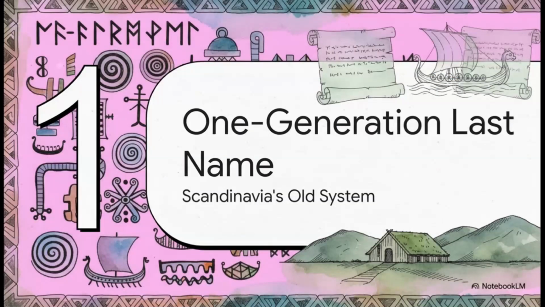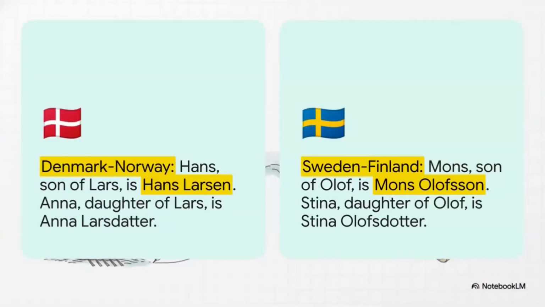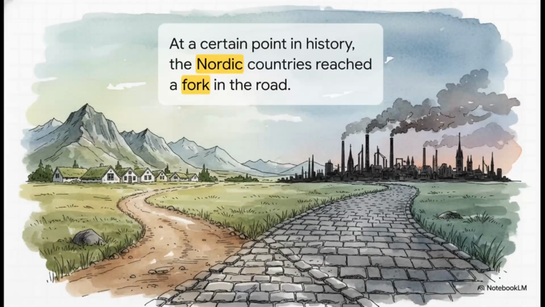It's actually like a living piece of history. It's a perfect window into how everyone in that whole Nordic region used to name their kids. You see the exact same logic at play. Larsen, Larsdottir, Olofsson, Olofsdottir. For hundreds of years, this was just normal. Things started to change. So all the Nordic countries basically came to this huge fork in the road.